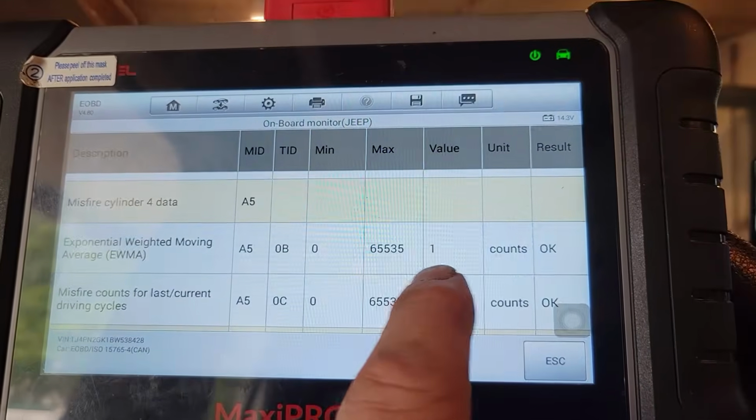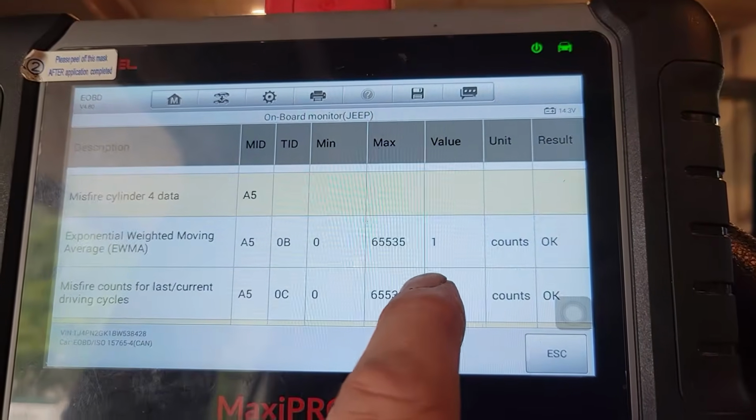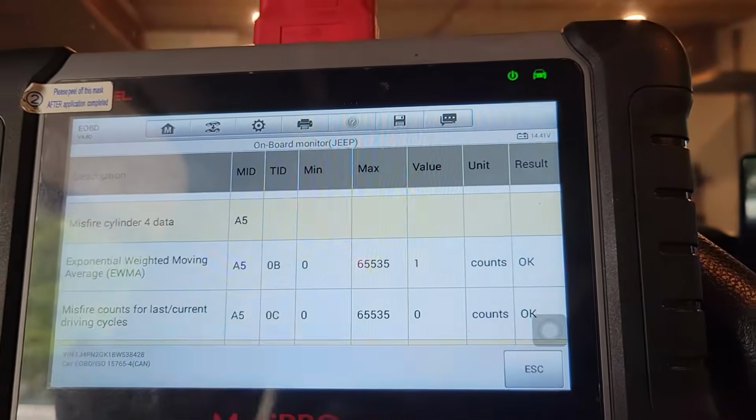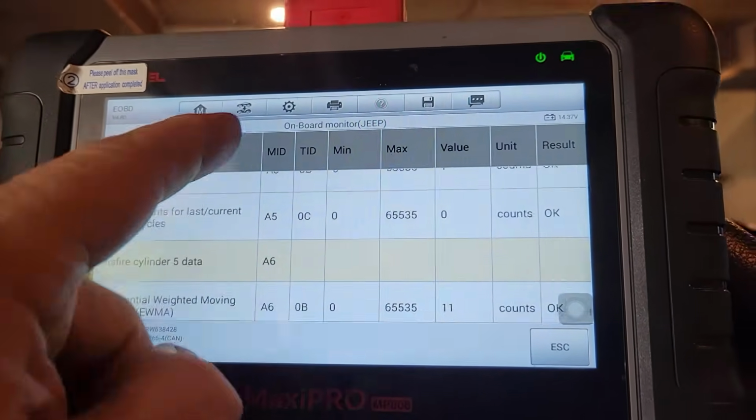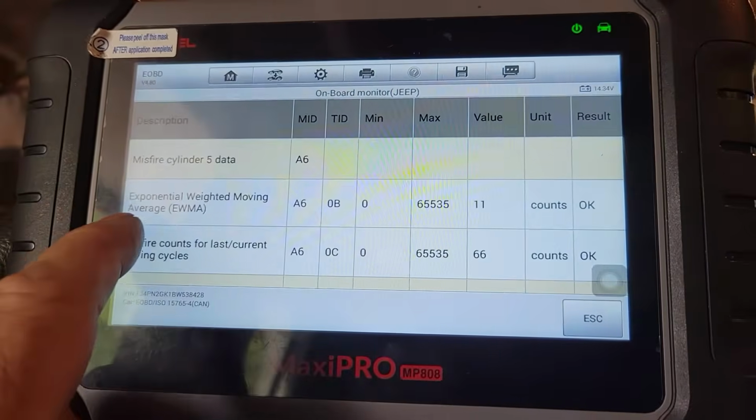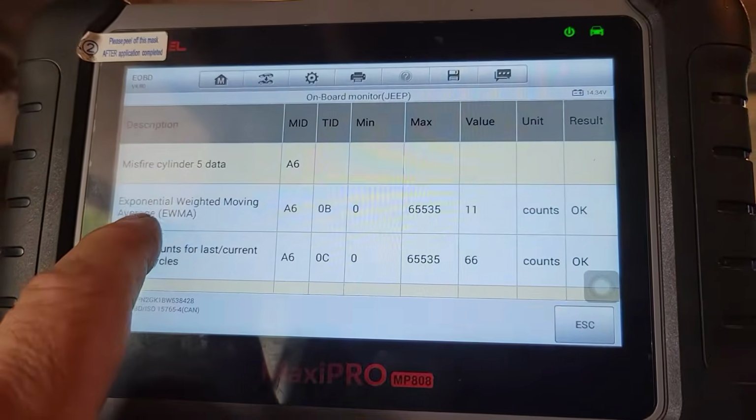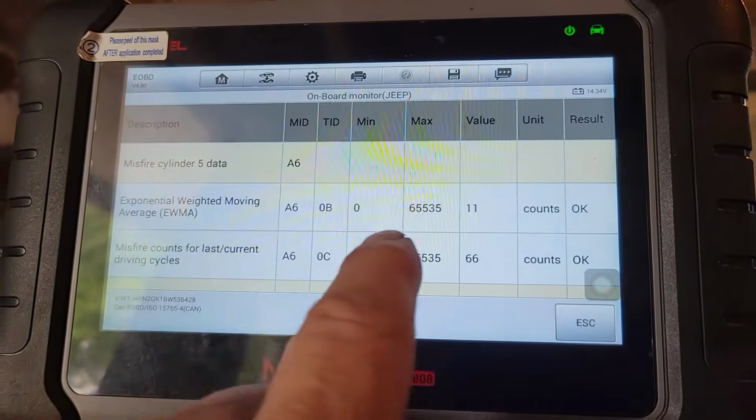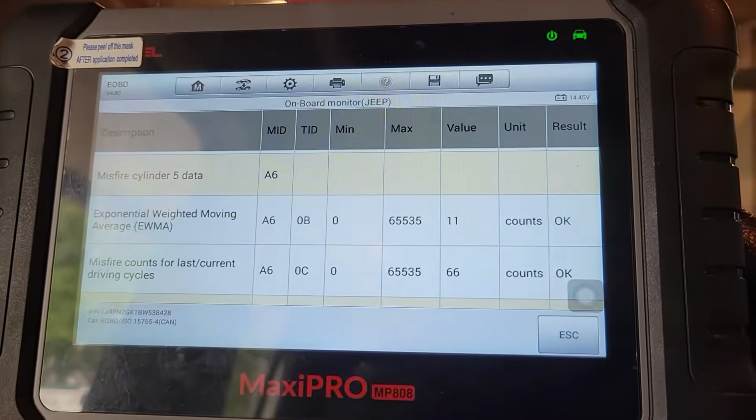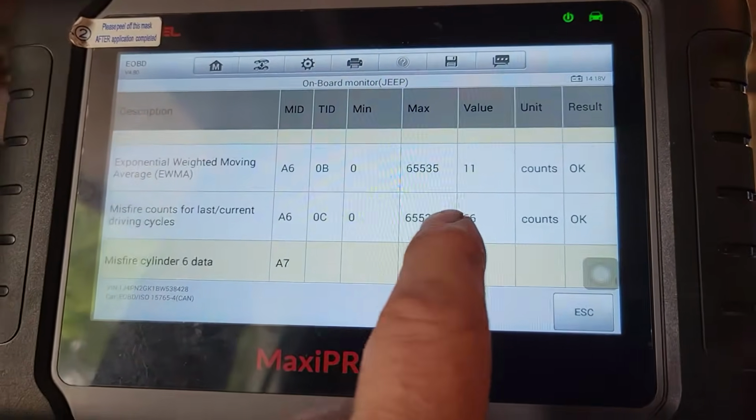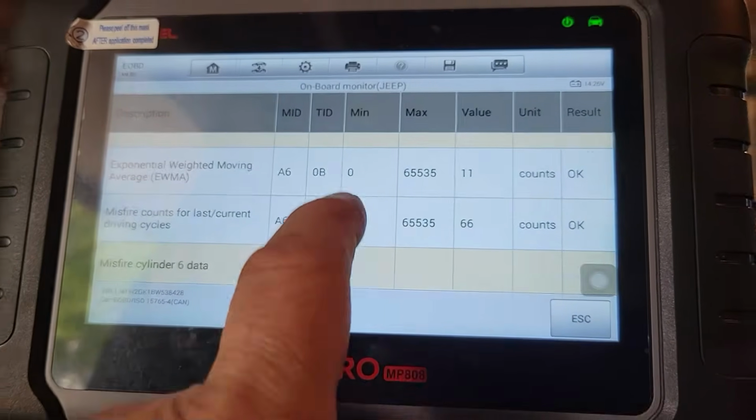Now mode 6 is not live. This isn't current. It's not picking up anything right now. You have to go out and come back in, and then it'll update. But look at this, 11. The exponential weighted moving average for cylinder 5, we're at 11. So it's looking here pretty hard, but look, it's seen 66 misfires.